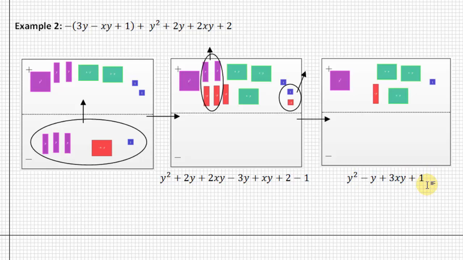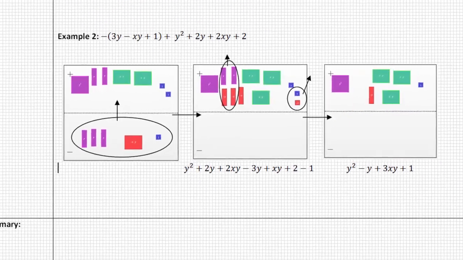All terms have been combined, and all zero pairs have been simplified. And we've gotten everything into the top region, meaning we got rid of parentheses using the distributive property. So this would be our final answer. And so that's going to wrap up our video here.